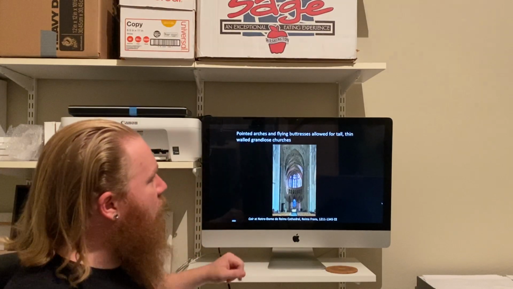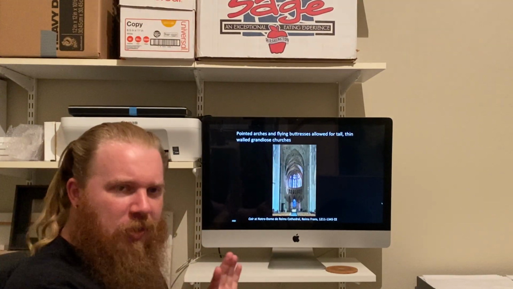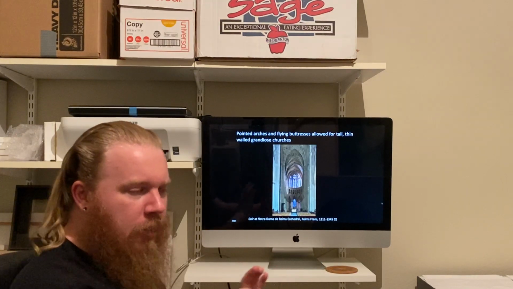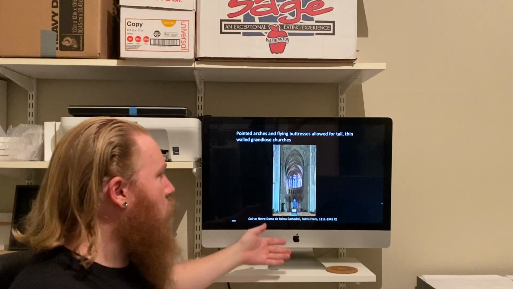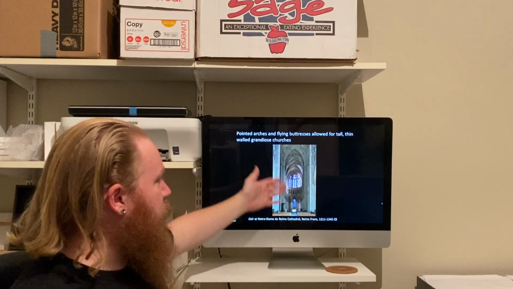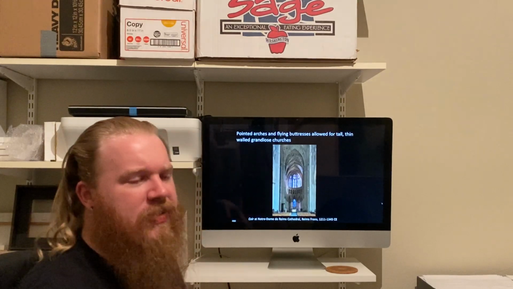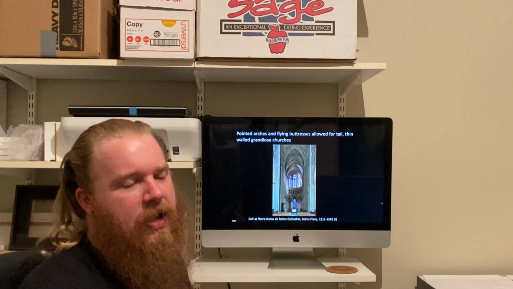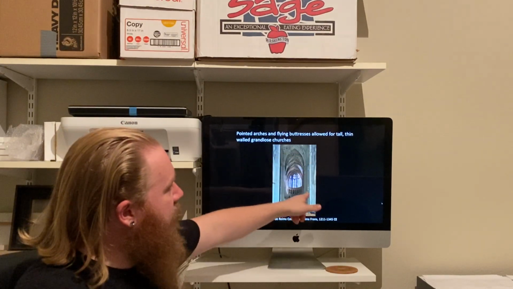But the pointed arch and these flying buttresses allow us to lessen the bulk of the wall, so make the wall thinner, but it also allows us to extend the wall upwards, and it allows us to open that wall up to have large scale stained glass windows and all of these other hallmarks that are associated with the Gothic cathedrals. So here we can see that pointed arch right there.